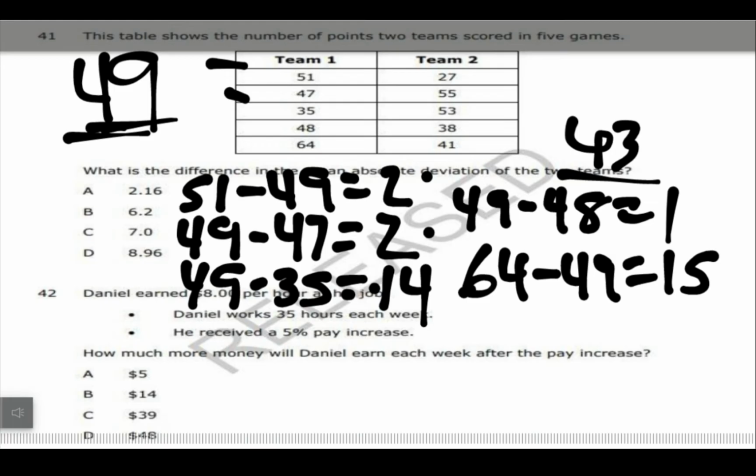So then I got 5 numbers here. I want to add those up and divide by 5 again, and that will give me my MAD. So 2 plus 2 plus 14 plus 1 plus 15 is 34, divided by 5 should give me 6.8.